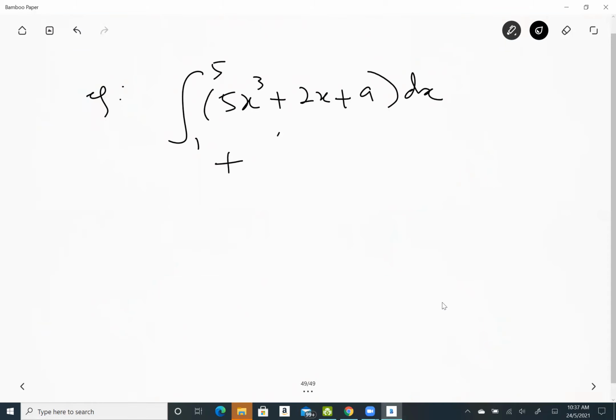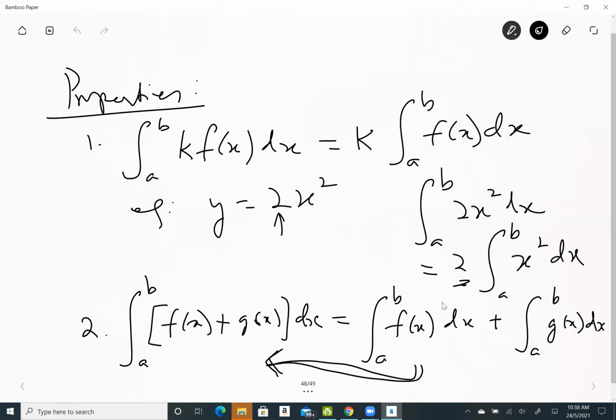So for example, let's say you have the integral from 1 to 5 of 5x cubed plus 2x plus 9 dx, plus the integral of another function, over the same interval, from 1 to 5 of negative 4x cubed minus 2x plus 3 dx. Okay, so here we are given the form as in the right-hand side.